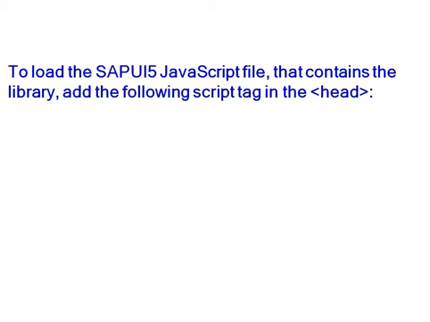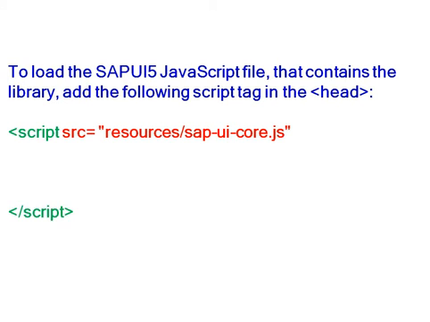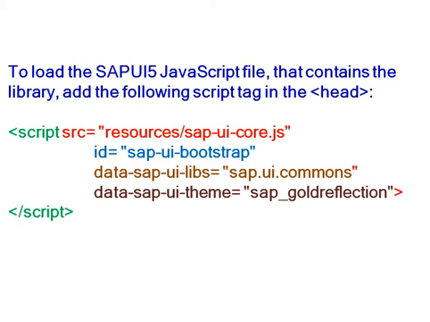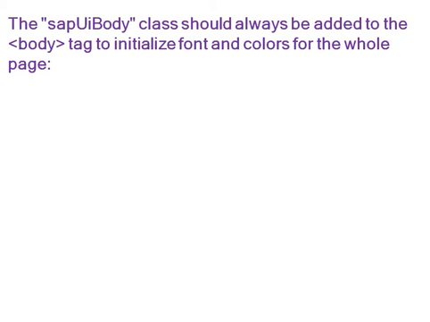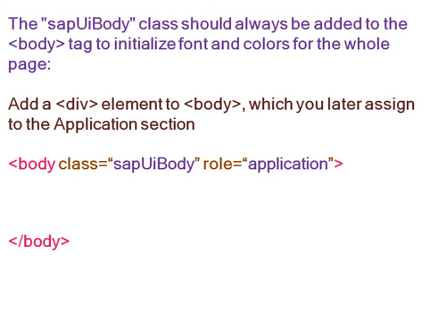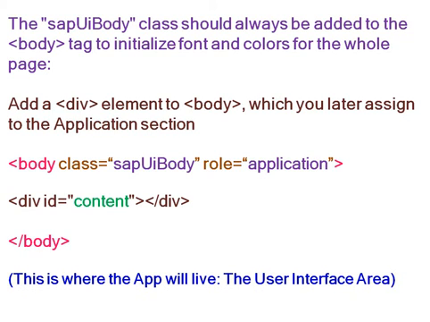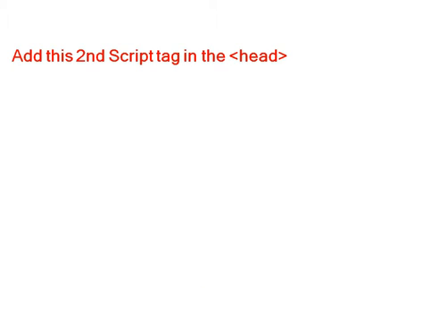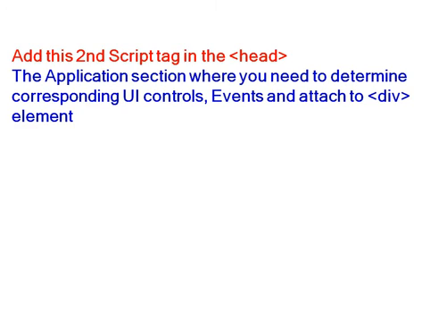To load the SAPUI5 JavaScript file that contains the library, add the following script tag in the head. That is the source, the ID, libraries, and themes. The SAPUI body class should always be added to the body tag to initialize font and colors for the whole page. Add a div element to body which you later assign to the application section. This is where the app will live, the user interface area. Add the second script tag in the head, the application section where you need to determine corresponding UI controls, events, and attach to div element.